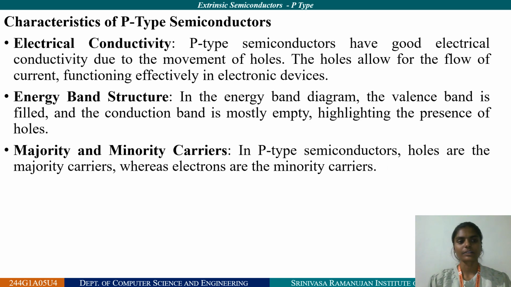Characteristics of p-type semiconductors. Electrical conductivity. P-type semiconductors have good electrical conductivity due to the movement of holes. The holes allow for the flow of current, functioning effectively in electronic devices. Energy band structures. In the energy band diagram, the valence band is filled and the conduction band is mostly empty, highlighting the presence of holes, majority and minority carriers. In p-type semiconductors, holes are the majority carriers, whereas electrons are the minority carriers.